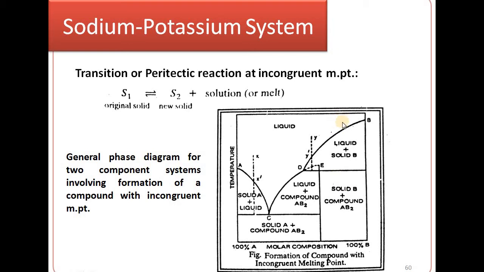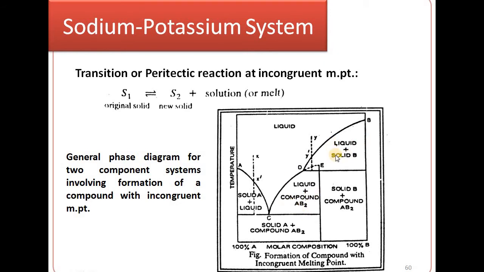If we have a liquid mixture above the curve BD, represented by the point Y, and we cool it along this curve, then on reaching the curve, solid B will start separating out. On further cooling, on reaching the line passing through CD corresponding to this temperature, what will happen? This solid B will undergo peritectic reaction or transition reaction and it will decompose to give solid AB2.